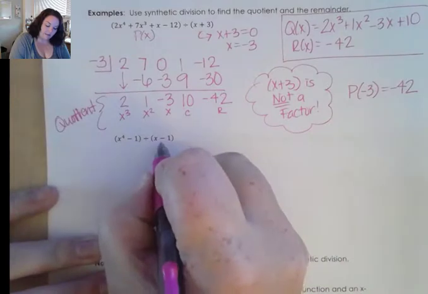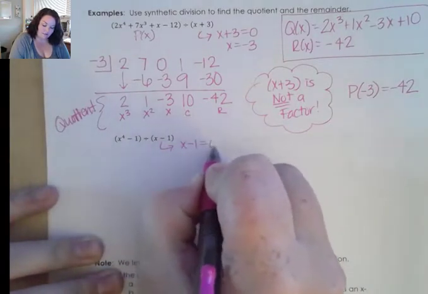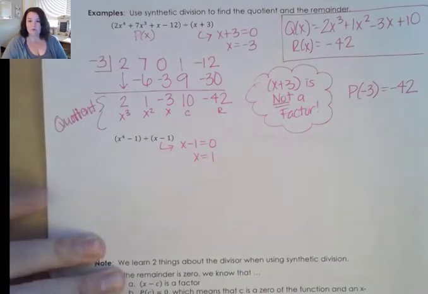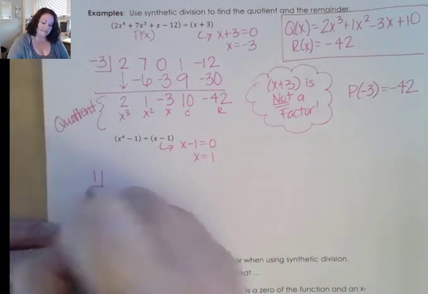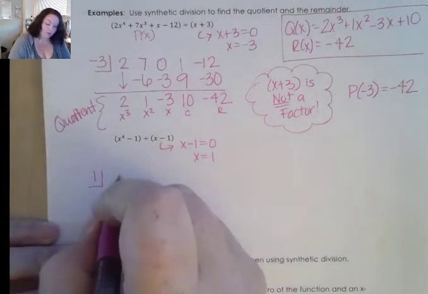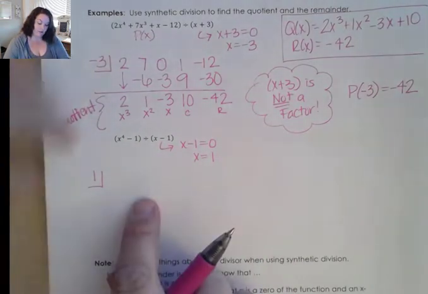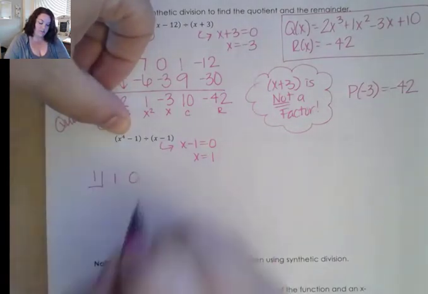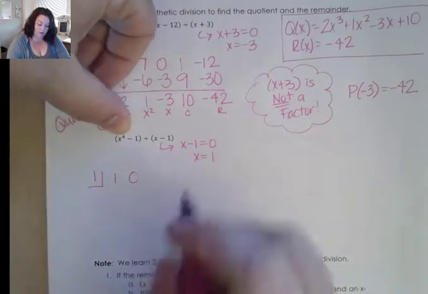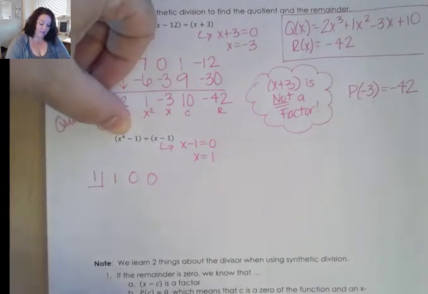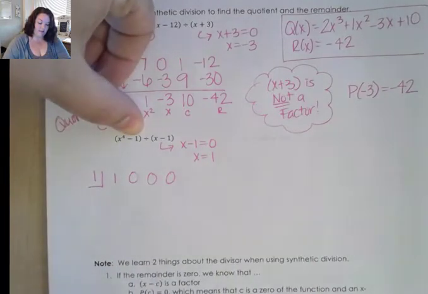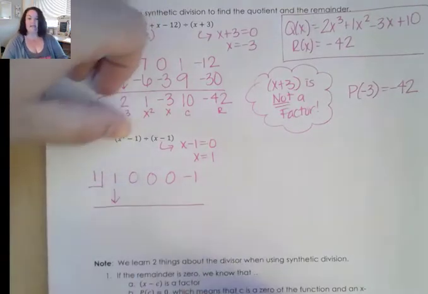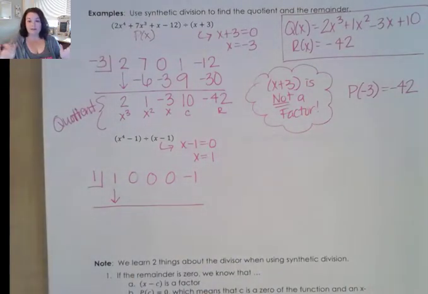Same idea here. I want to make sure that my factor is solved. So if I set x minus 1 equal to 0, that means I'm looking at x equals 1. So I want to know, is 1 a 0 of this polynomial? Or in other words, does it give me a 0 remainder? So my x to the 4th coefficient is a 1. My x cubed coefficient is a 0. My x squared coefficient is a 0. My x coefficient is a 0. And my constant term is a negative 1. Okay. So make sure if you're missing any terms, we fill in with 0 placeholders.